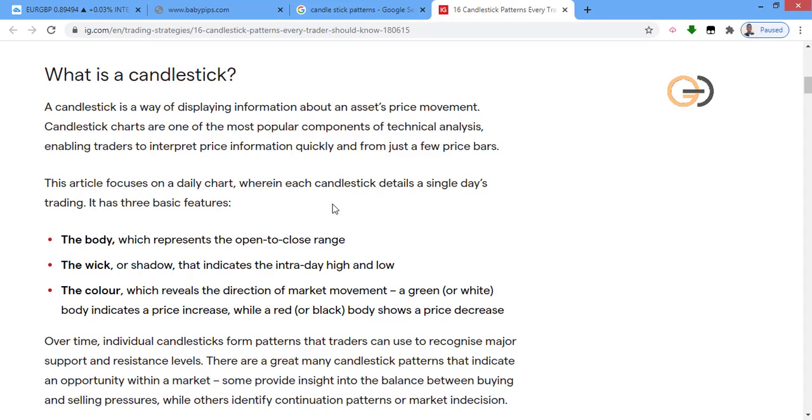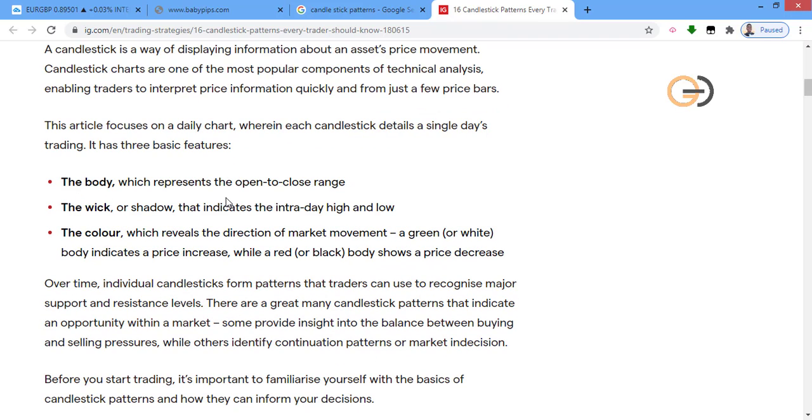So the candlestick is a way of displaying information about an asset price movement. Candlestick charts are one of the most popular components of technical analysis, enabling traders to interpret price information quickly and from just a few price bars. All right, so this article focuses on daily charts, wherein each candlestick details a single day's trading. You have to start from the daily time frame.